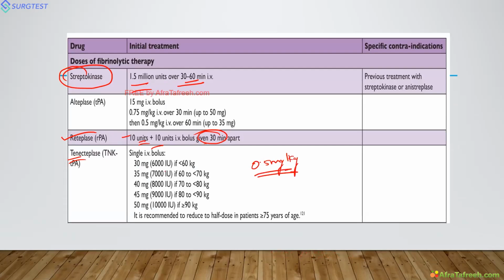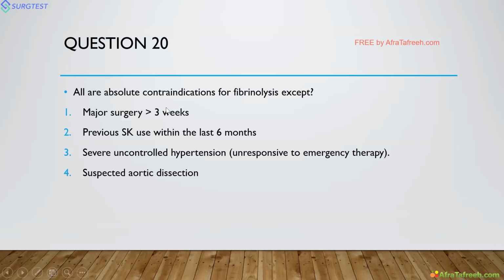It is a direct shot. Whenever the patient is more than 75 years old, in tenecteplase you give half the dose. Based on the weight, you calculate and give half the dose. And for alteplase, you can read the dose. All are absolute contraindications for fibrinolysis except.